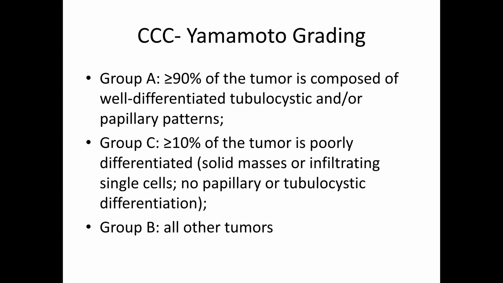Now, there's another grading scheme out there from Dr. Yamamoto, which groups these into 3 groups, again, according to the histologic patterns that are present. If more than 90% of the tumor is tubulocystic or has the papillary pattern, that's group A, whereas group C is greater than 10% of the tumor is very poorly differentiated, has solid tumor or infiltrative single cells and no papillary or tubulocystic differentiation. And then group B is kind of in between. So survival corresponds to those groupings as well, but this is not widely employed.